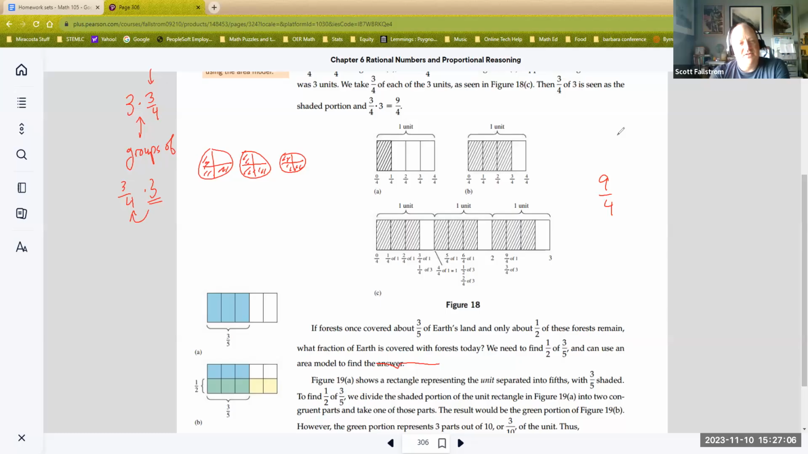Okay. So this is a great way if you're doing fractional pieces.